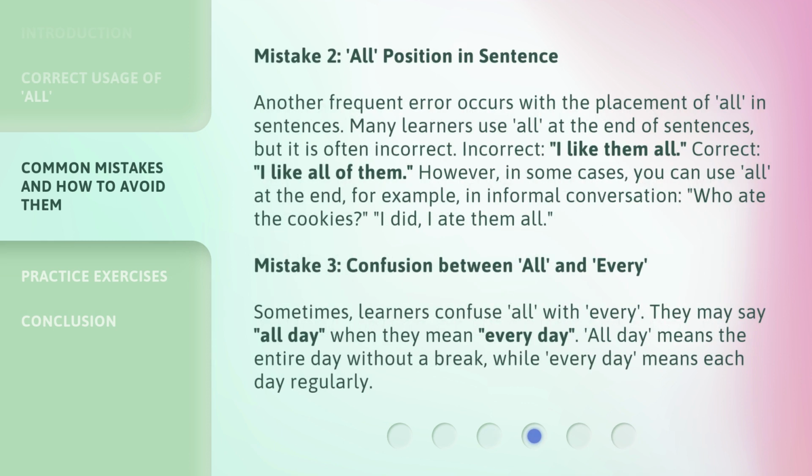Mistake 2. All, position in sentence. Another frequent error occurs with the placement of all in sentences. Many learners use all at the end of sentences, but it is often incorrect. Incorrect. I like them all. Correct. I like all of them.